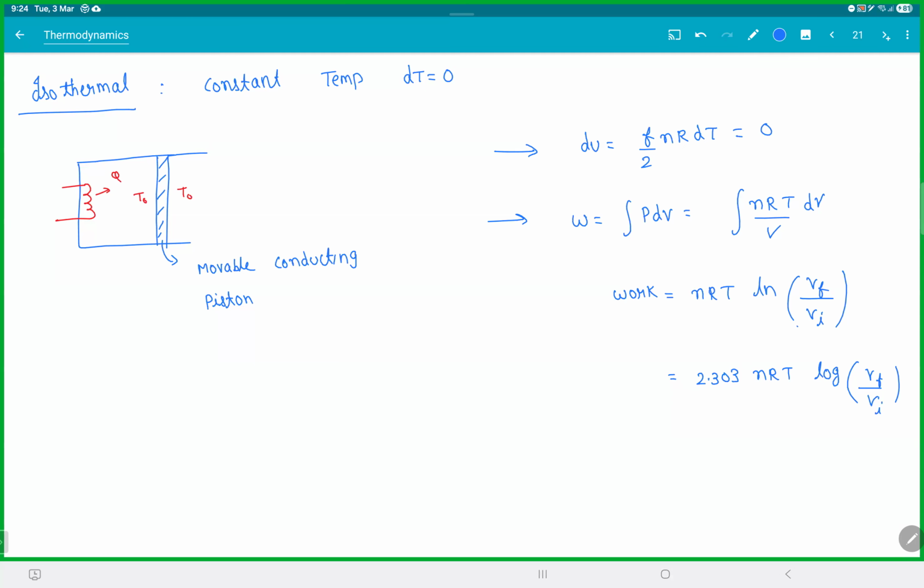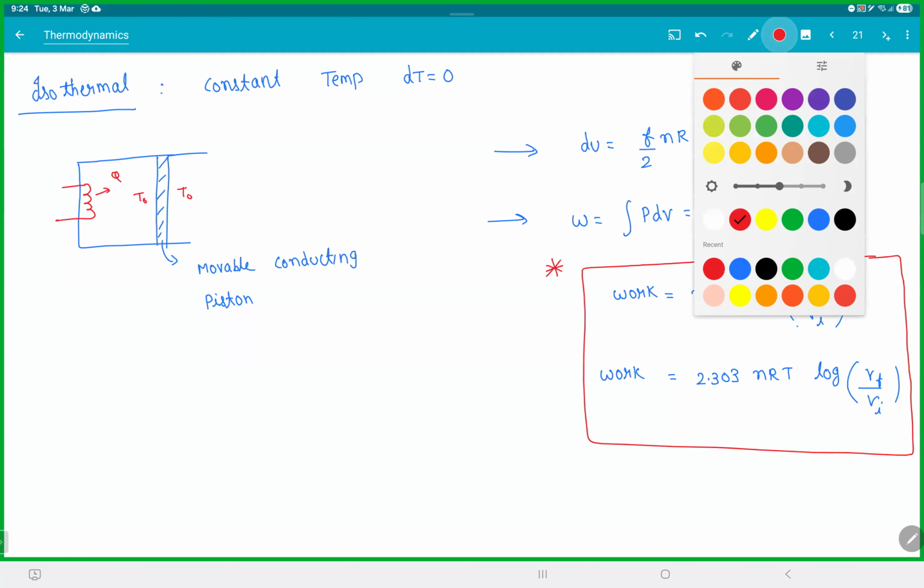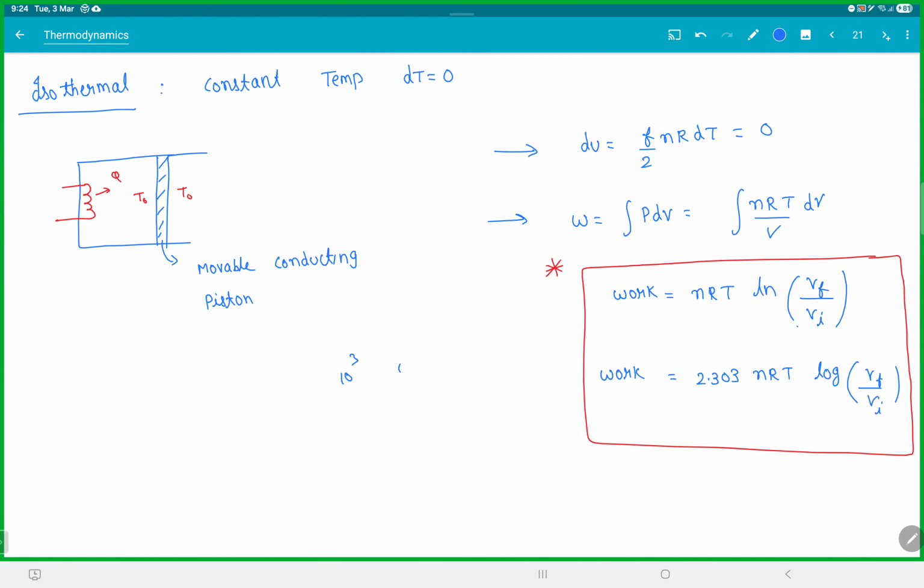So if you're taking work in terms of log, be careful with that. You have to use 2.303, more of a mathematical thing. There have been questions on that also. They gave volumes like 10 power 3 and 10 square, and then using ln e, you know how to convert that anyway. And be careful, temperature must be in Kelvin. All right, and from the first law of thermodynamics, dQ is equal to dU plus dW.